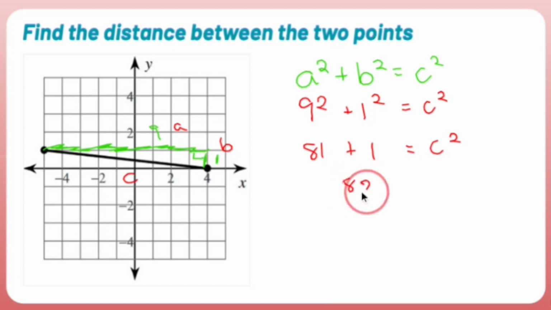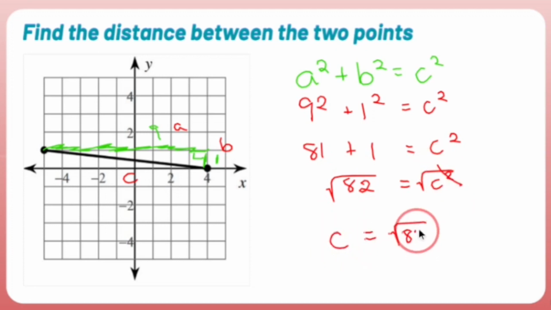81 plus 1 is 82. That equals C squared. Square root both sides. Remember, if I want to undo a square, I square root both sides. And so C equals the square root of 82.